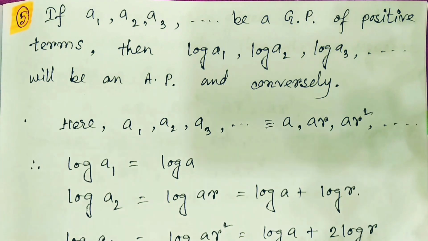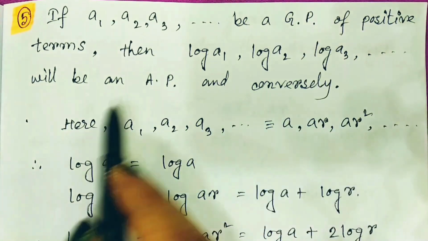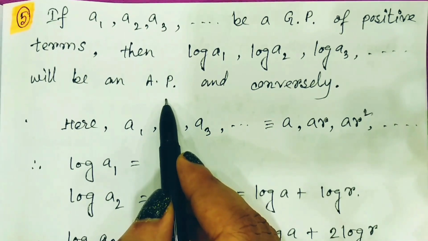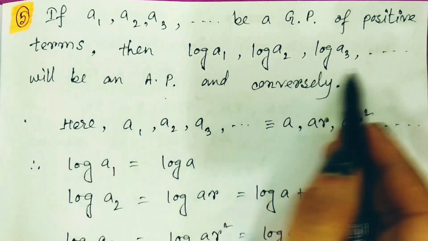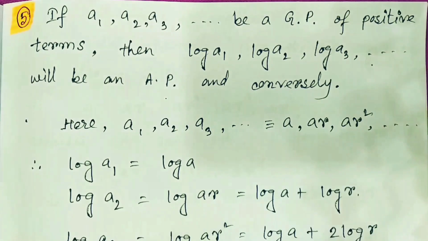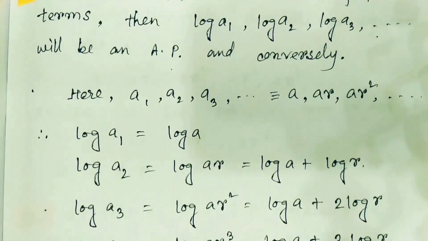One more property: if a1, a2, a3, in this way, a GP series of positive terms is given, then log a1, log a2, log a3 will be an AP series, and conversely. That means this one is a GP series, and if we take the log of these terms, then this becomes an AP series. Likewise, if the log series is given, that one is an AP series, then its anti-log series is a GP series. That always will happen. So how to find out?